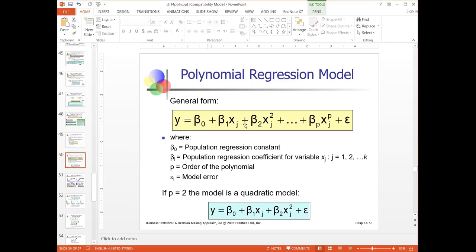It can be a polynomial. If it is more than 2, it could go to power p. If the maximum power is 2, we call it quadratic. 3 is cubic, and if it is 4, it is a polynomial of power 4, and 5 is a polynomial of power 5. So a quadratic model is a polynomial of power 2, or order 2.